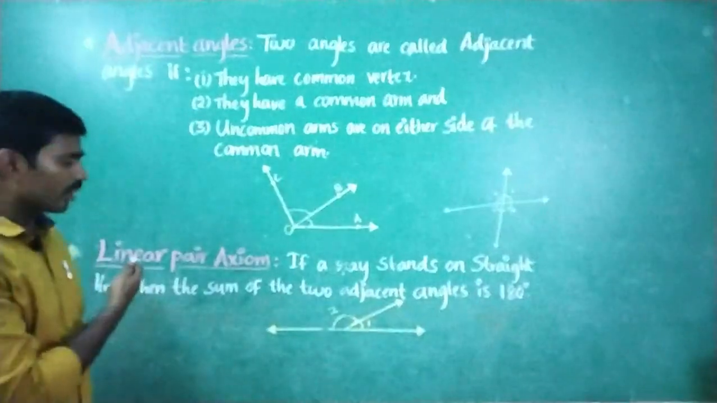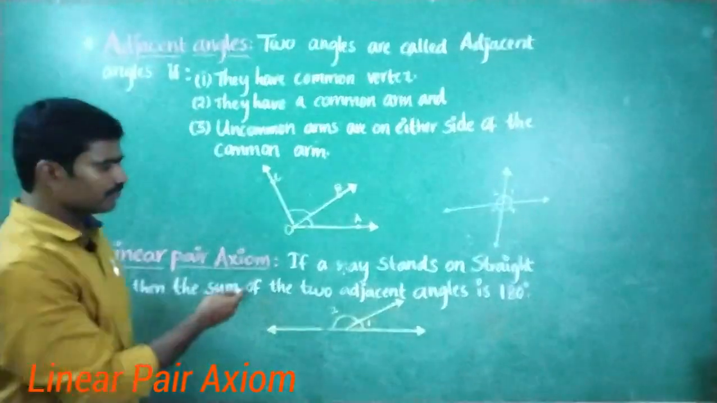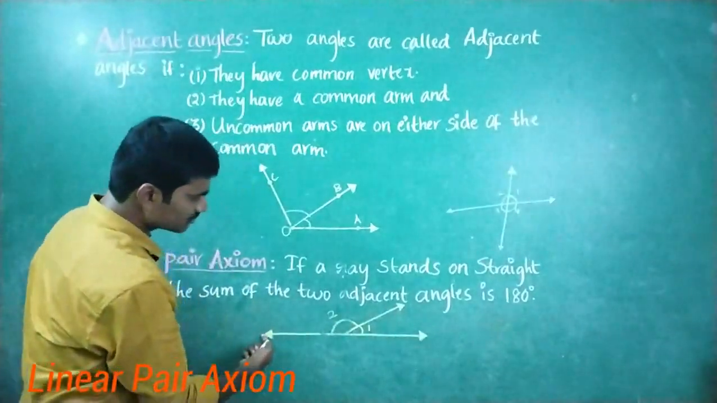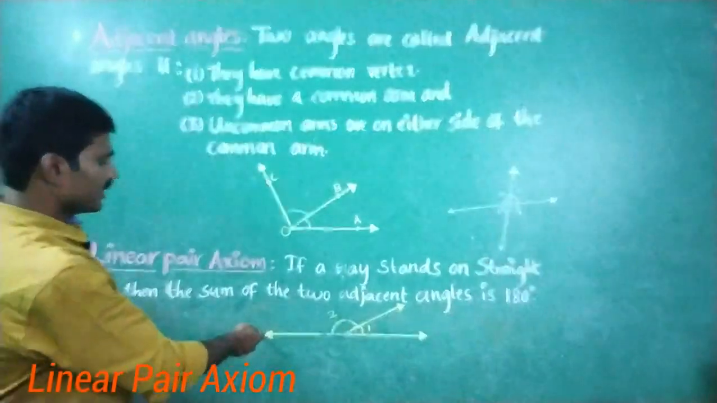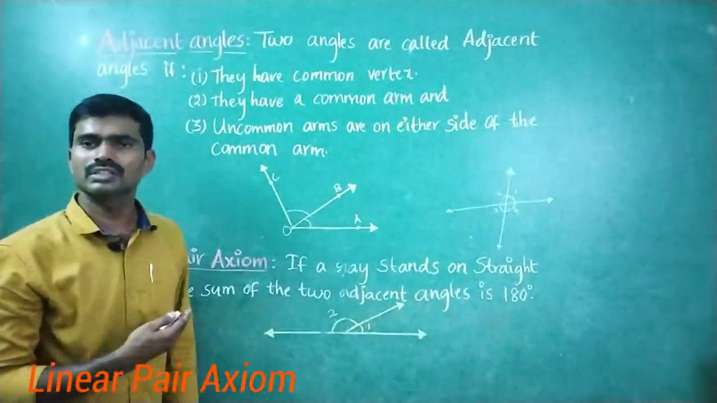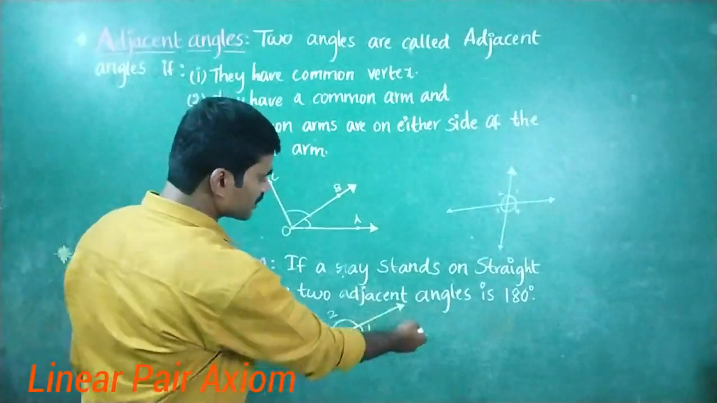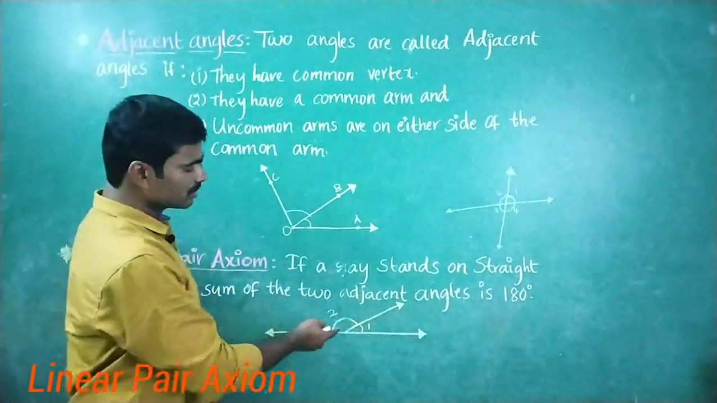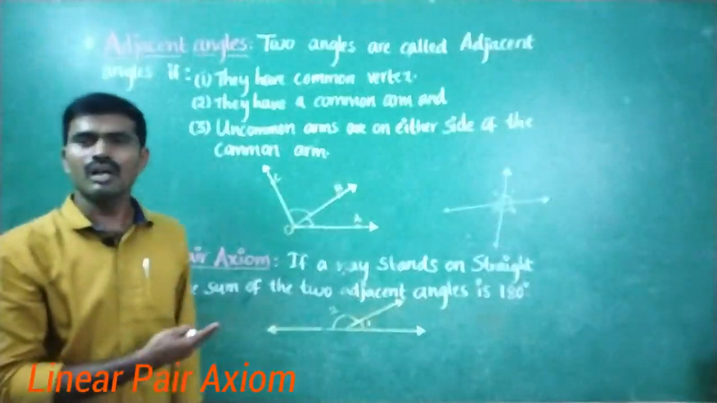This is also very, very important: the linear pair axiom. What is the linear pair axiom? If a ray stands on a straight line, then the sum of the two angles is 180 degrees. So this is called the linear pair axiom. If a ray stands on a straight line, then the two angles formed on the straight line are a linear pair of angles.